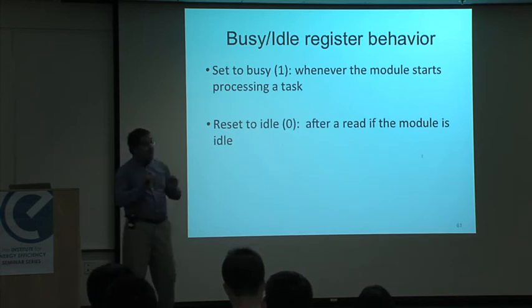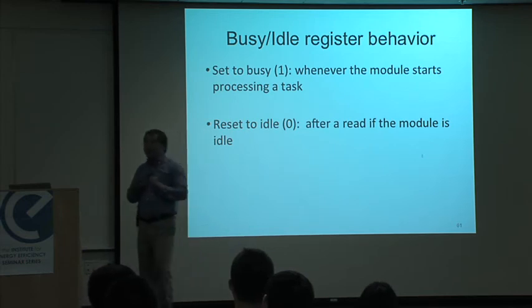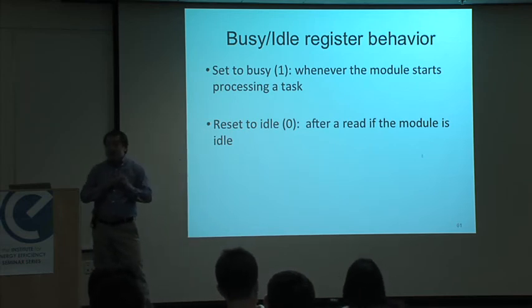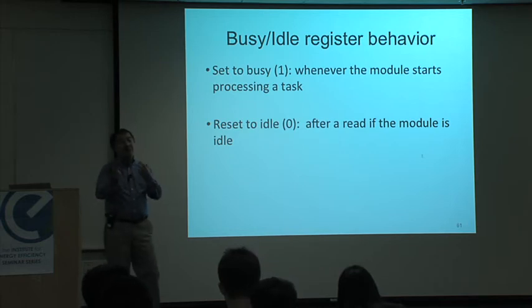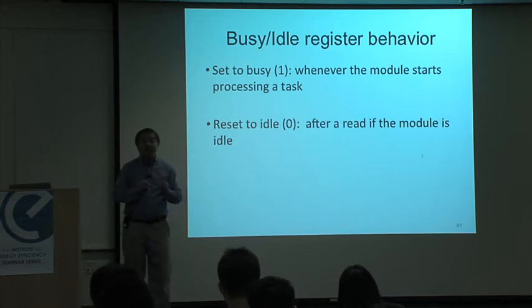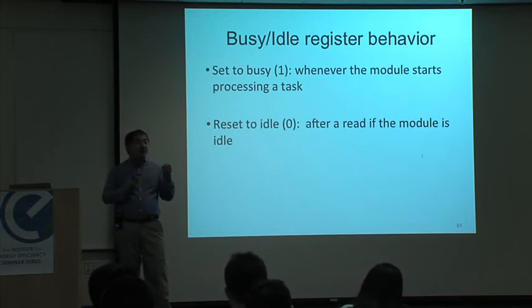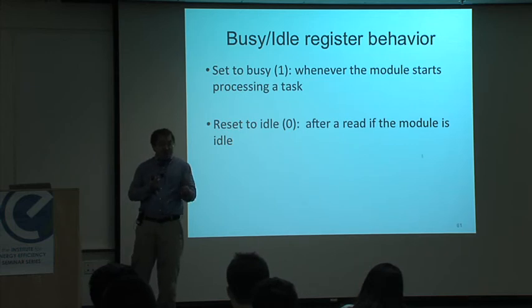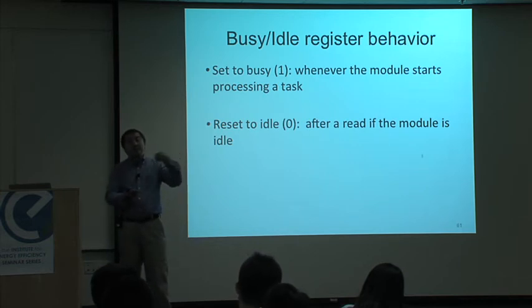Okay, so this is the behavior of this busy idle register. It's not exactly a busy idle register, right? It's set to busy, or 1, whenever the module starts processing tasks. When it's busy, it immediately puts this register as 1. But it would not put this register back to 0 when it becomes idle, not immediately. It would reset to 0 or idle only when this register bit is being read. Someone's reading it, and it turns out right now the module is also idle. Then after the read, the bit will be set to 0.